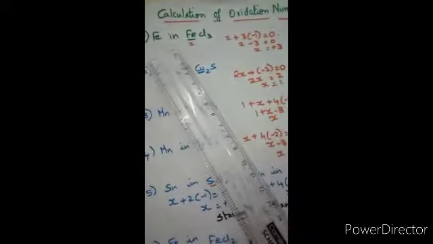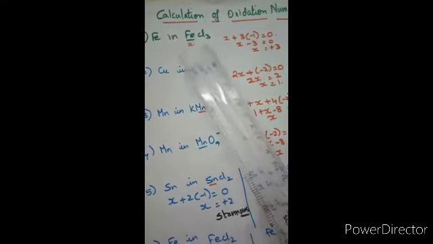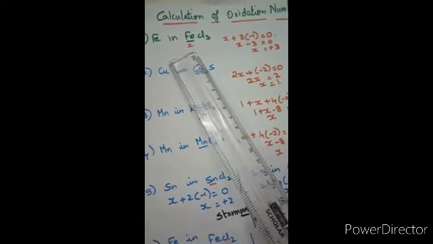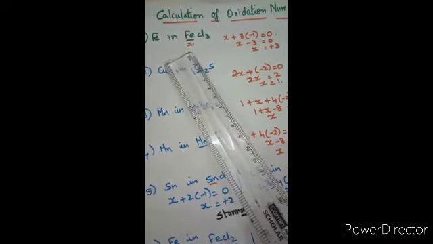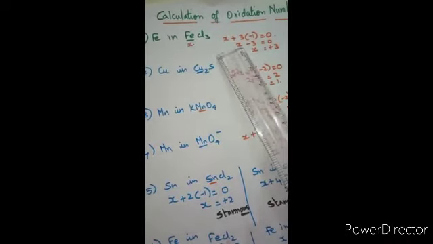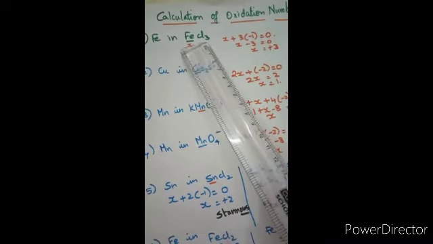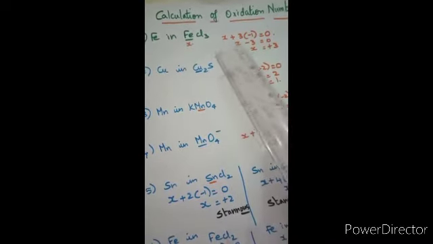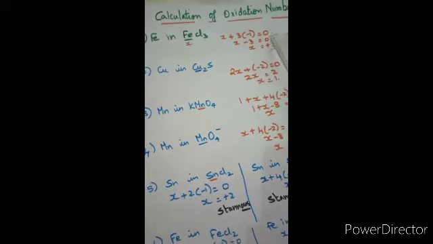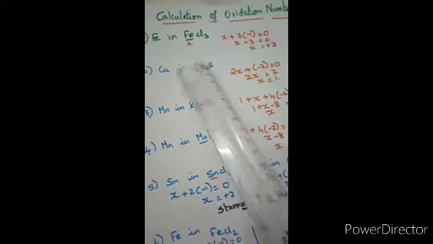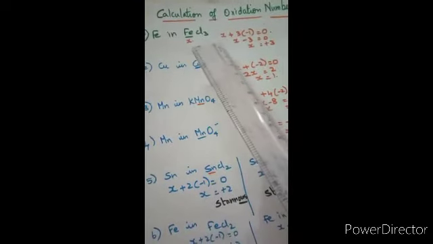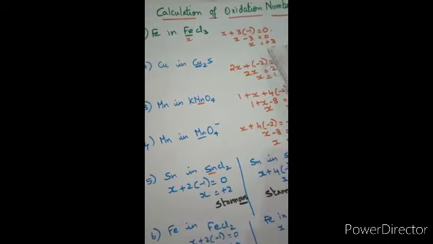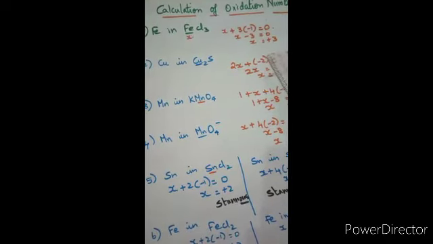The first example is iron in ferric chloride. The element for which the oxidation number has to be found is given as X. So X plus 3, because it is the chloride, and according to the table, chlorine gets a value of -1. So X plus 3 times -1 is equal to 0 on the right hand side, because this is a neutral compound and the sum of all the oxidation numbers of the elements in a neutral compound is 0, according to rule number 2.